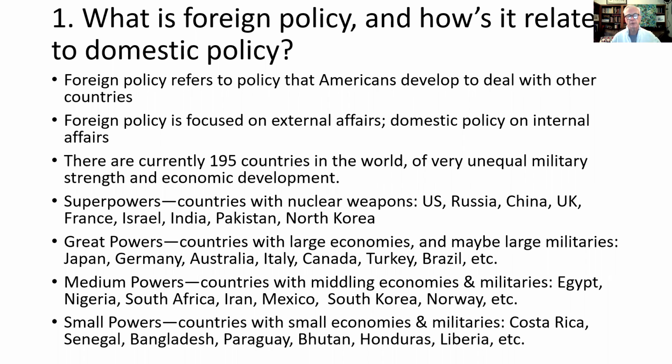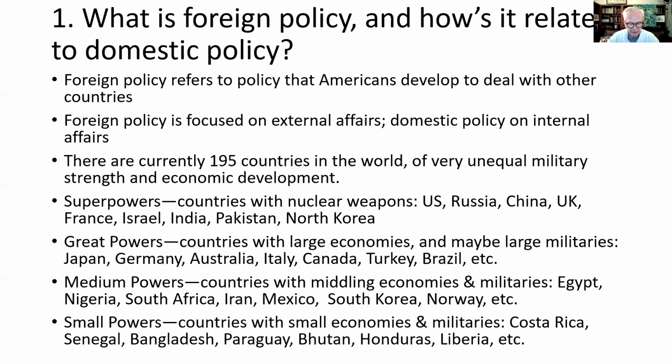China is number 3 with about 500 nuclear warheads. The United Kingdom, France, Israel, India, Pakistan, and North Korea are the other superpowers. Each of these has nuclear weapons. Now, these countries vary widely. The US has the world's largest economy. North Korea has an economy that's not even 1% of the US economy. So having nuclear weapons doesn't mean all these 9 countries are equal to each other.